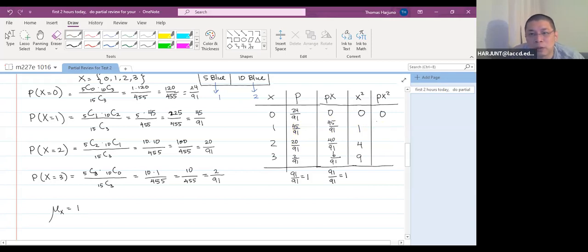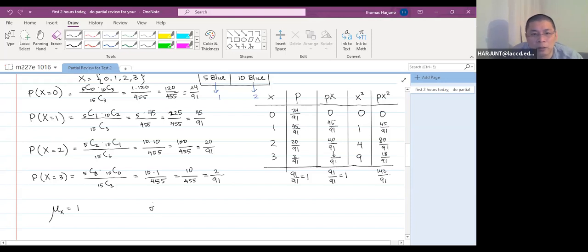So this will be 45 over 91. This is 80 over 91 and 18 over 1. Okay. Notice that I just multiply with the numerator such that the denominator stays the same. Okay, and now when I add them, I get 143 over 91. I will just leave it like that for now.